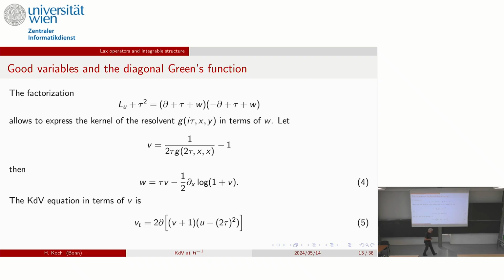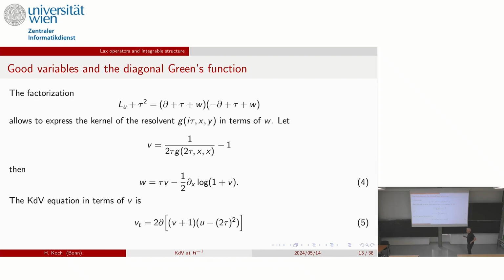Now there's more to that function. So I told you that there's this factorization. If you look at the Lax operator, you factorize it. But this immediately gives you access to the inverse, because it's not hard to invert a linear operator of first order. Write the solution down. You can do it once, you can do it twice. So what you get is immediately access to the Green's function.